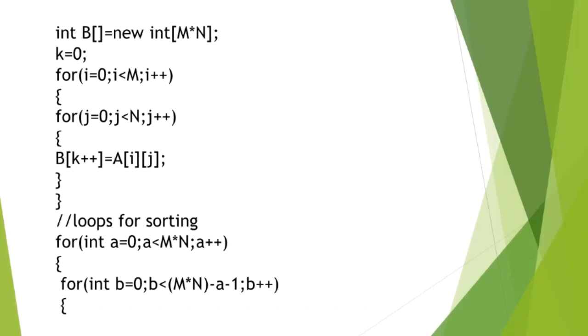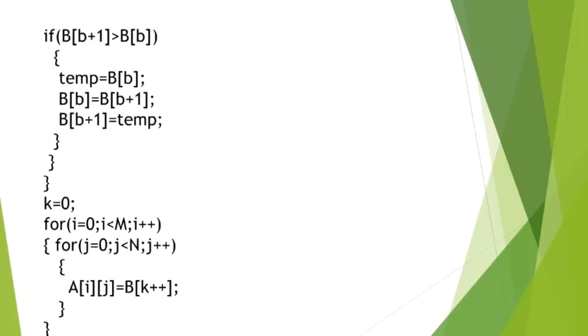After this, I have given two loops for sorting the single dimensional array B. So for a equals to 0, a and b are the loop variables. a is less than m into n, a plus plus. b equals to 0, b is less than m into n minus a minus 1, b plus plus. So we have to sort in descending order. So if B of b plus 1 is greater than B of b, then a temporary variable is used to interchange their values and the loop ends. This is the bubble sorting loop.